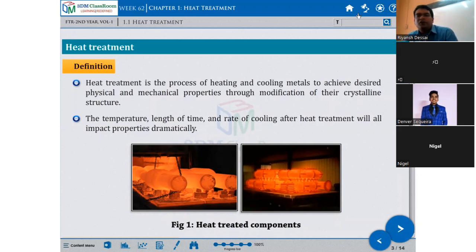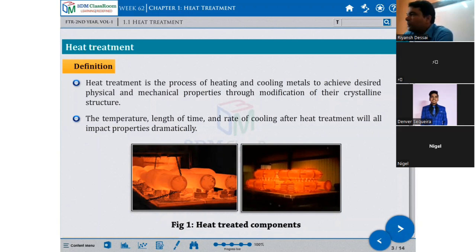See, the definition of heat treatment: heat treatment is the process of heating and cooling metals to achieve desired physical and mechanical properties through the modification of their crystalline structure. Whatever heat treatment you are giving, you modify the internal structure of the metal, the grain size and the carbon percent, which get changed. You do heat treatment to get a desired property. The temperature, length of time, and rate of cooling after heat treatment all impact the properties.